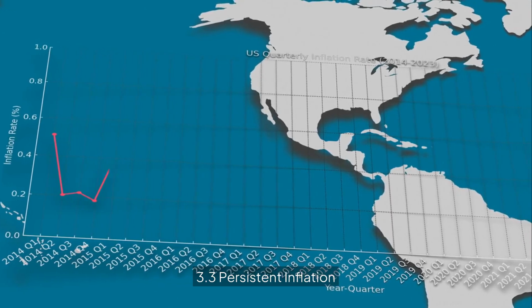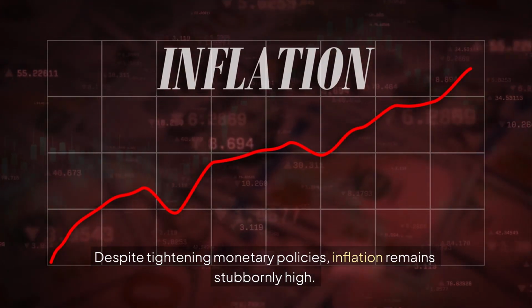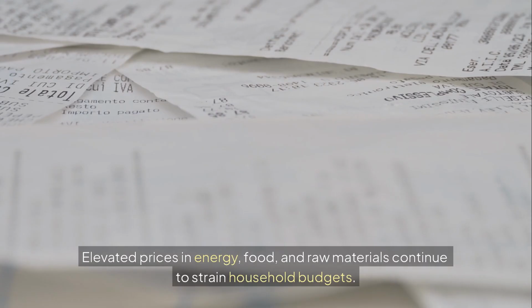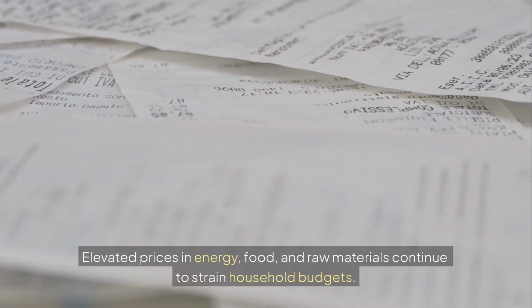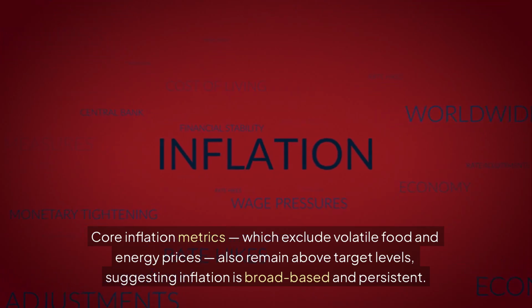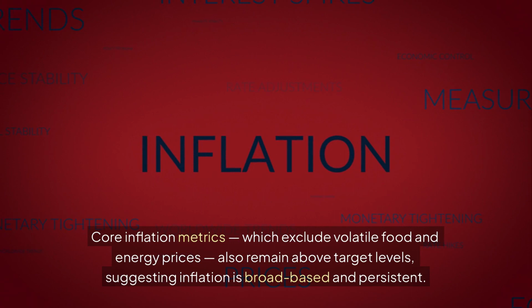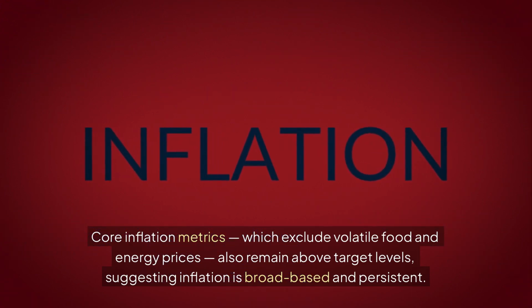3.3 Persistent inflation. Despite tightening monetary policies, inflation remains stubbornly high. Elevated prices in energy, food, and raw materials continue to strain household budgets. Core inflation metrics, which exclude volatile food and energy prices, also remain above target levels, suggesting inflation is broad-based and persistent.